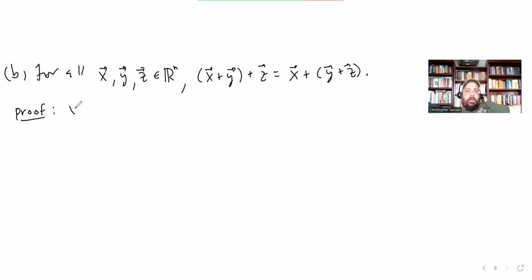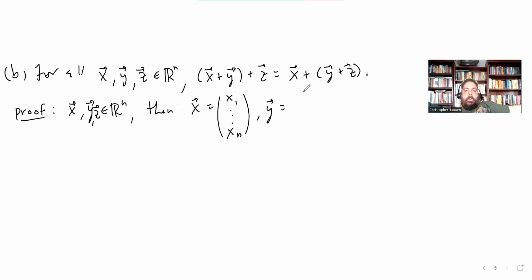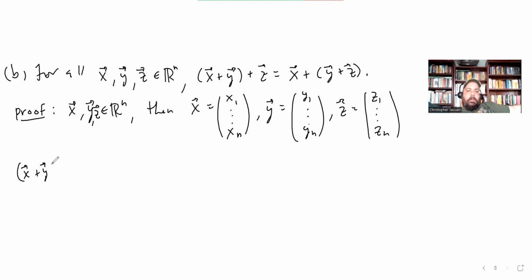So if x and y are n-tuples, then again, x is x1 up to xn, y is y1 up to yn, and z is z1 up to zn. Sorry, I need a z in here also. Okay, and if we look at x plus y plus z, whoops, I don't need that extra parentheses.